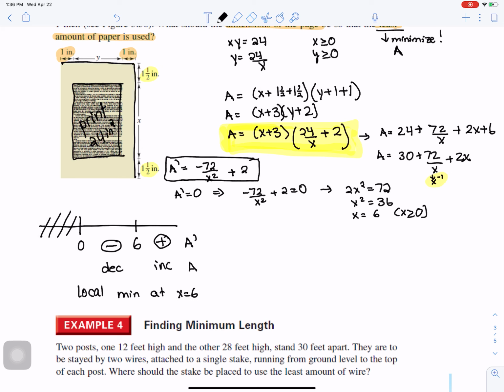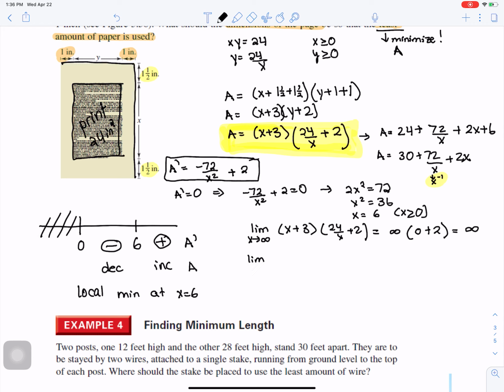But how do I prove that this is my global minimum? So what I want to consider is that this value, when x is equal to 6, is the lowest in the entire function. So what I'm going to do is take the limit as x goes to infinity of my area function, because that's what I'm trying to minimize. And when I do this limit, I get a big number plus 3, which is a big number. 24 over a big number is 0 plus 2, and a big number times 2 is a big number.